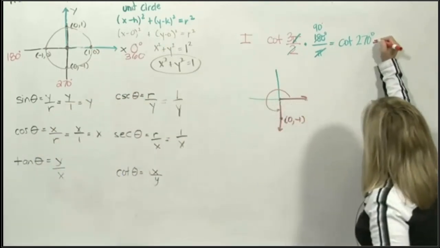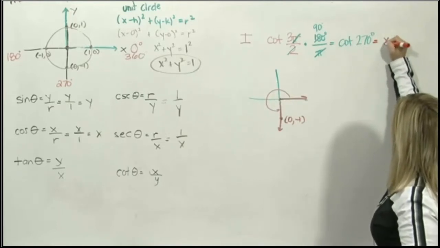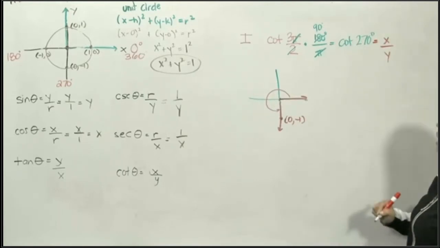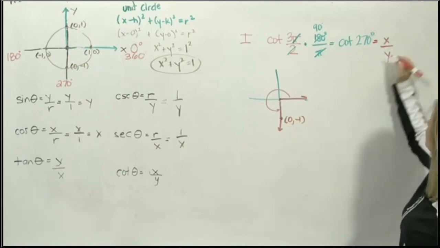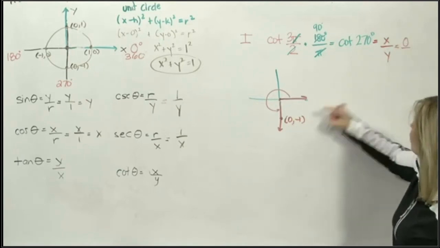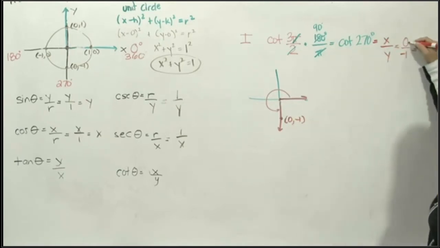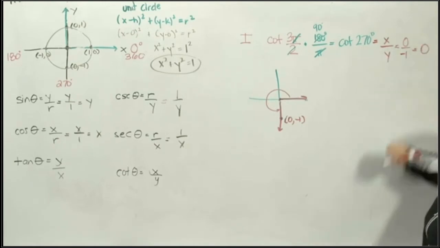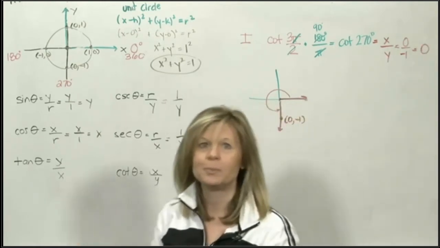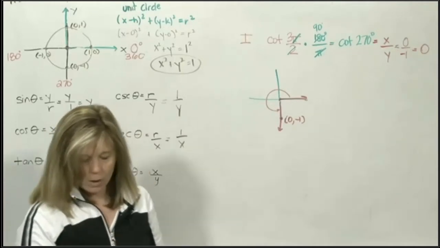What's our definition of cotangent? It is the reciprocal of tangent, so it's x over y. Our x value here is 0. Our y value here is -1. 0 divided by any number is 0. And we're done.